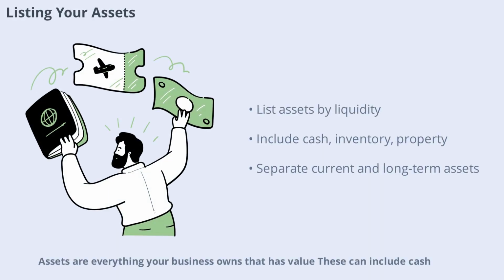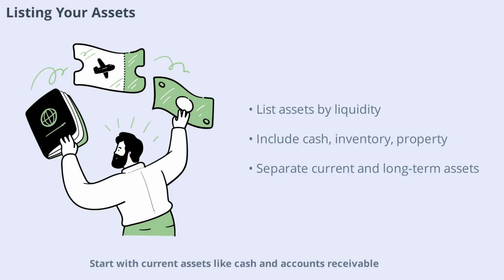Assets are everything your business owns that has value. These can include cash, inventory, equipment, property, and accounts receivable. When creating your balance sheet, list your assets in order of liquidity, which means how quickly they can be converted into cash. Start with current assets like cash and accounts receivable, then move on to long-term assets such as property and equipment. This organization helps readers quickly assess your company's financial flexibility.